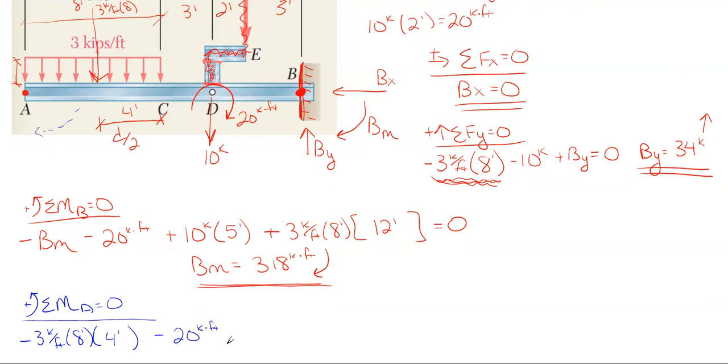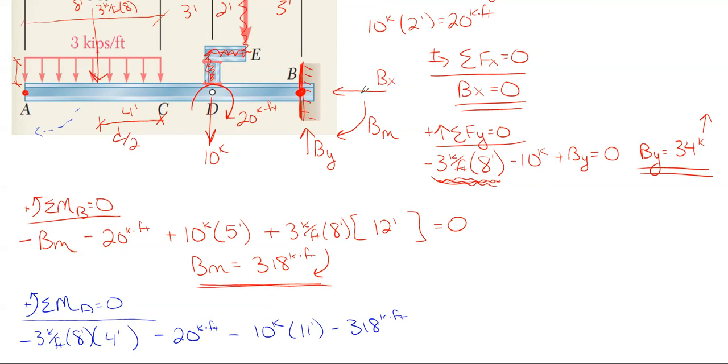Don't need a distance there because it's already a moment. And then we have our 10 kips, which is also rotating clockwise, so minus 10 kips. And the total distance to get it over there will be 8 plus 3, which is 11 feet. And then we will have our moment right here, our reactionary moment, B sub m. It is rotating clockwise, so it is minus 318 kip feet. Once again, don't need a distance because it's already a moment.